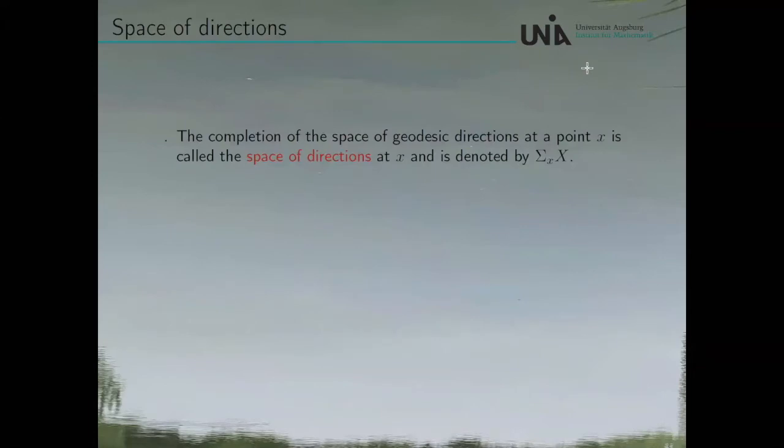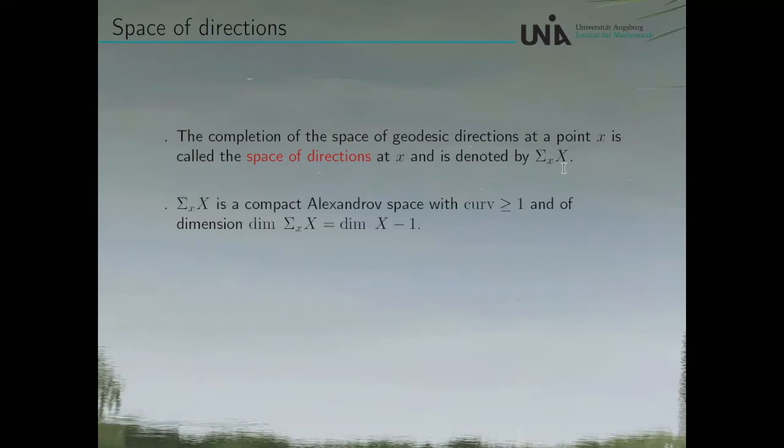There is an important notion related to Alexandrov spaces, which is the space of directions. It is defined as follows. At each point, you consider the set of all geodesic directions. You endow it with the angular metric, and then you take the completion of this metric space. This is called the space of directions, and it is denoted by sigma x. It is known that the space of directions is a compact Alexandrov space with curvature bounded below by 1, and its dimension is equal to the dimension of x minus 1.